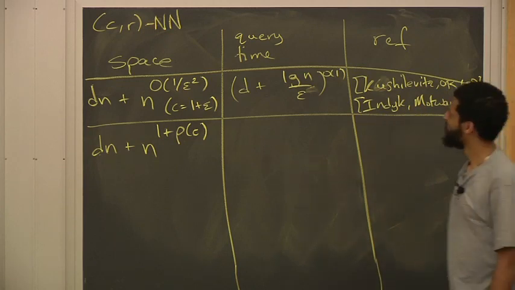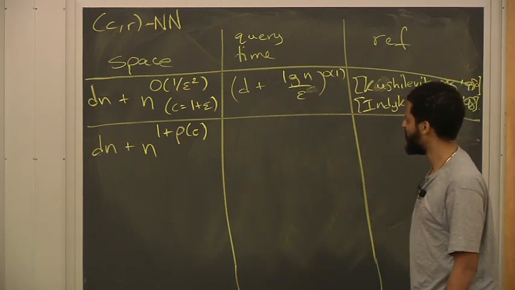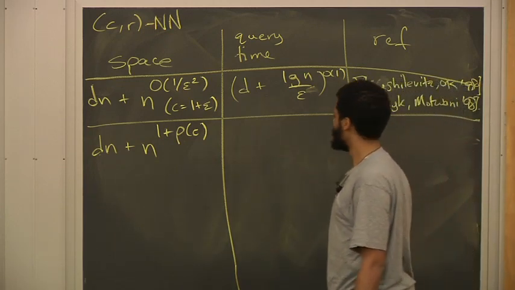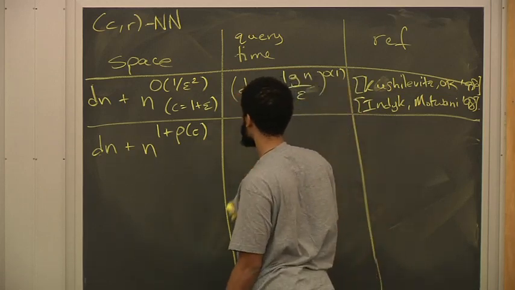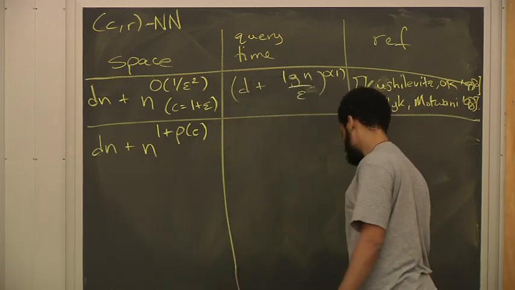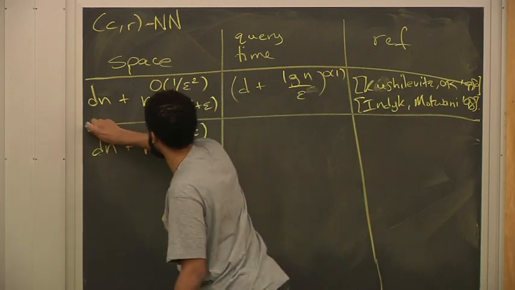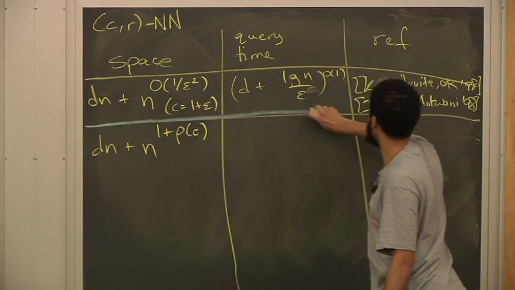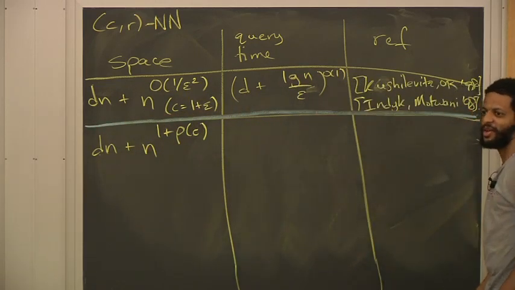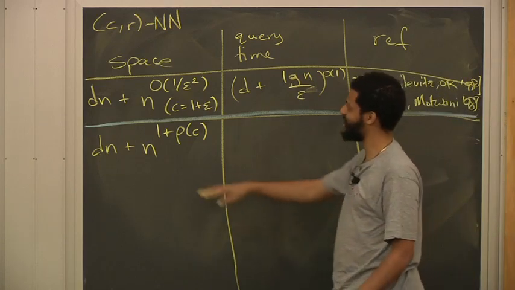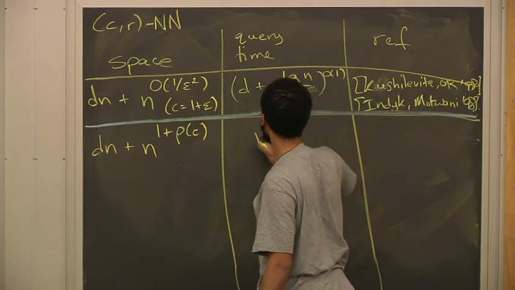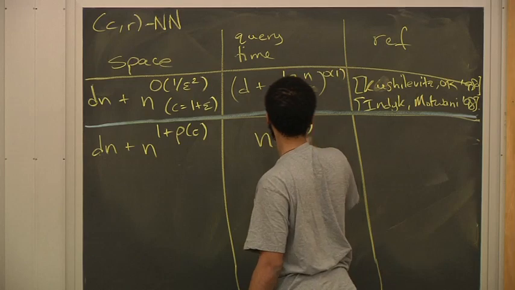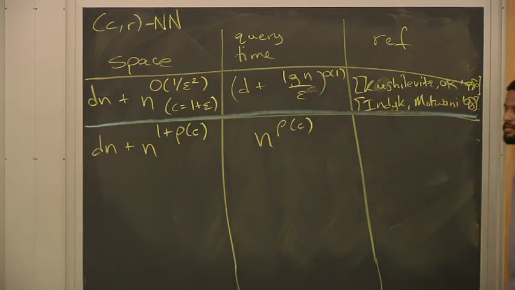Okay. And your query time, maybe I should divide this from what was before. So we're now in a new age. Everything below this line is going to have space, which is this, and query time, which is something like this. And now the question is, what's rho, as you said?